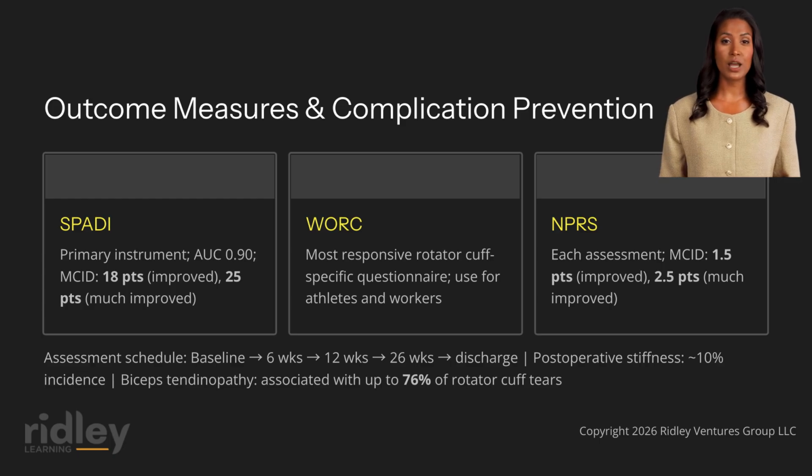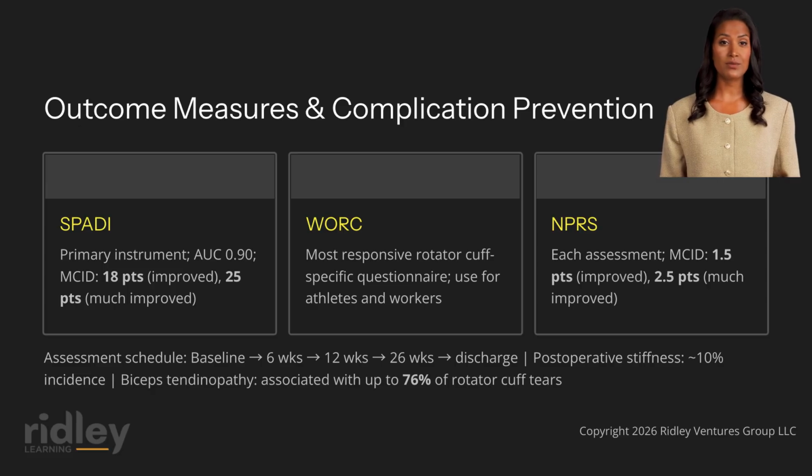Validated patient-reported outcome measures are central to monitoring rehabilitation progress and guiding discharge decisions. The Shoulder Pain and Disability Index, or SPADI, is recommended as the primary shoulder-specific instrument due to its excellent responsiveness to clinical change and established minimum clinically important difference thresholds of 18 points for improved and 25 points for much improved. The Western Ontario Rotator Cuff Index, or WORC, is the most responsive rotator cuff-specific questionnaire and should be used when evaluating change over time, particularly in athletes and workers.